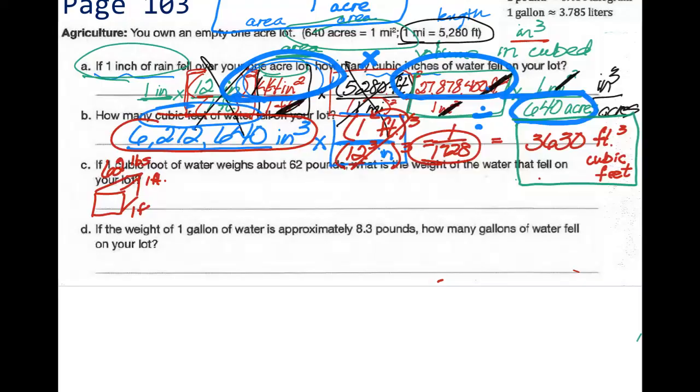I know this is not the most riveting, but it's very important to understand how to do this. So we have 3,630 cubic feet of water, and 1 cubic foot of water weighs 62 pounds. So if 1 weighs 62 and I have 3,000 and some, you would take 3,630 times that 62. And when you do that on your calculators, not on your phones, what are you going to get?